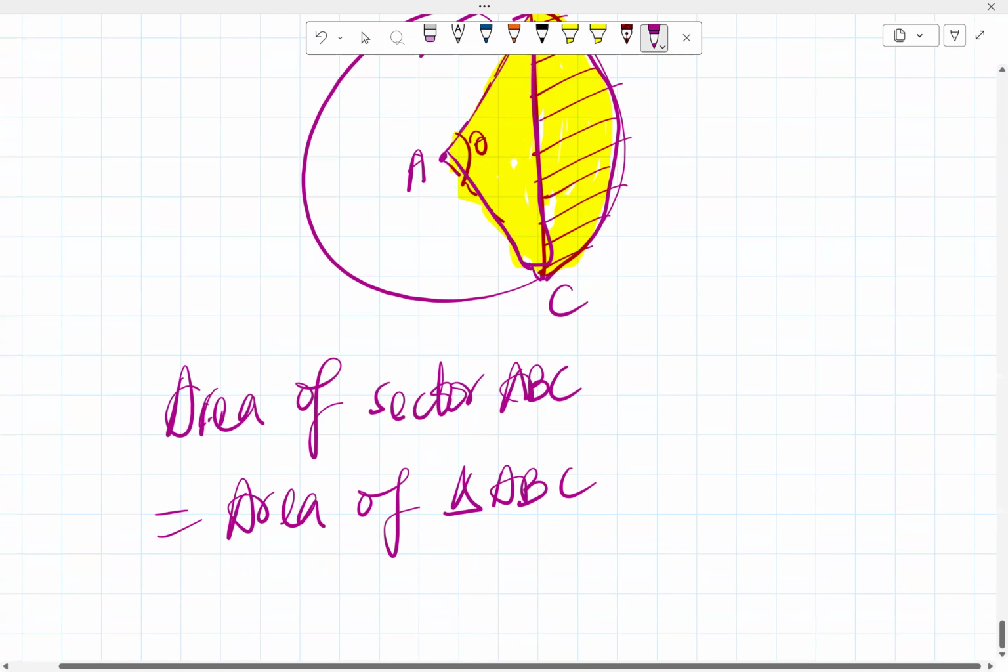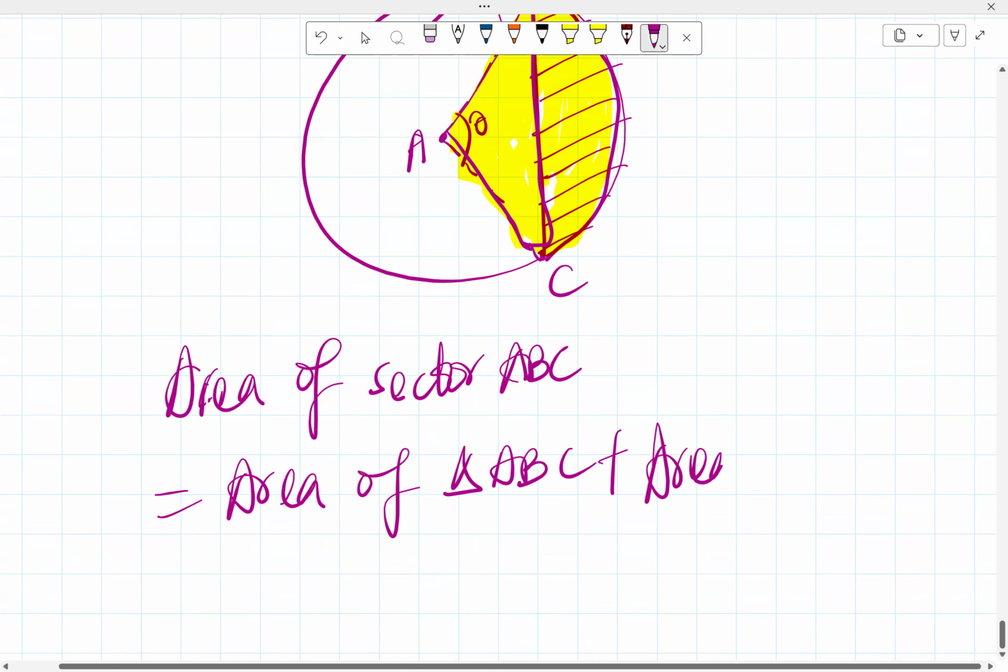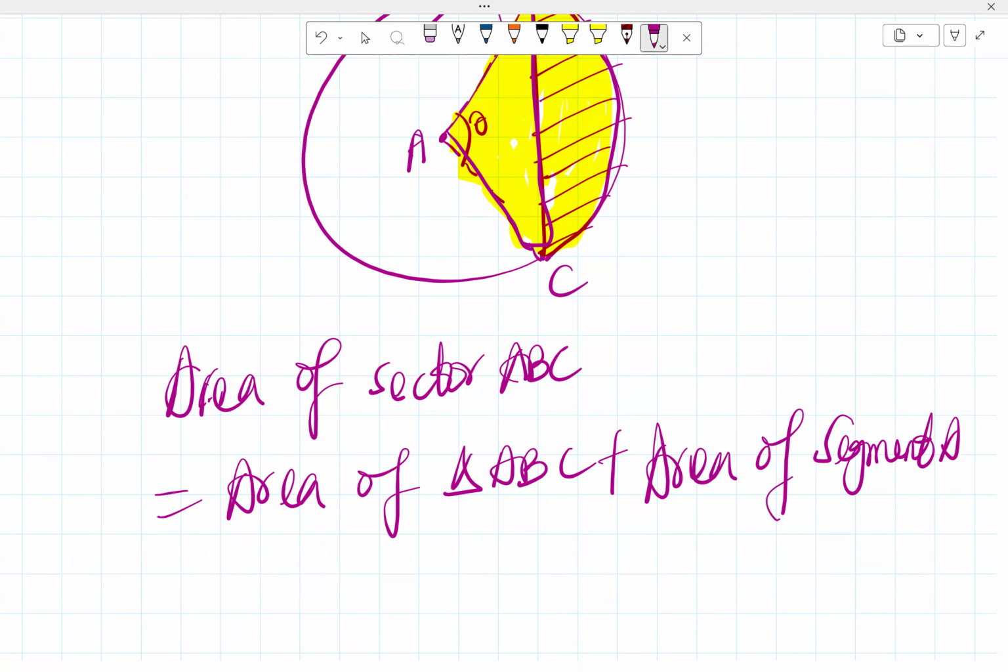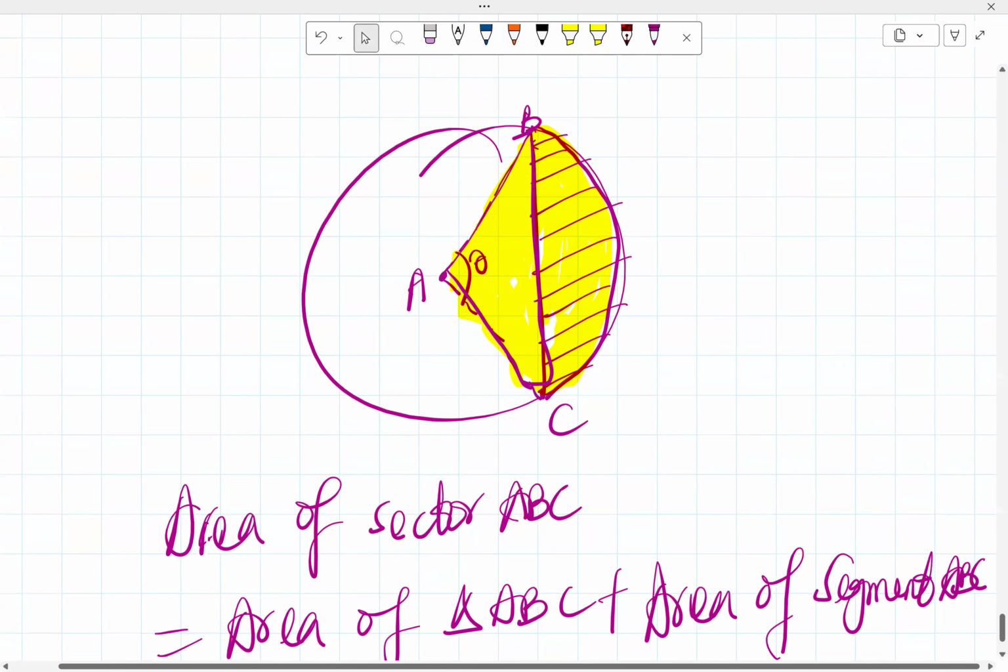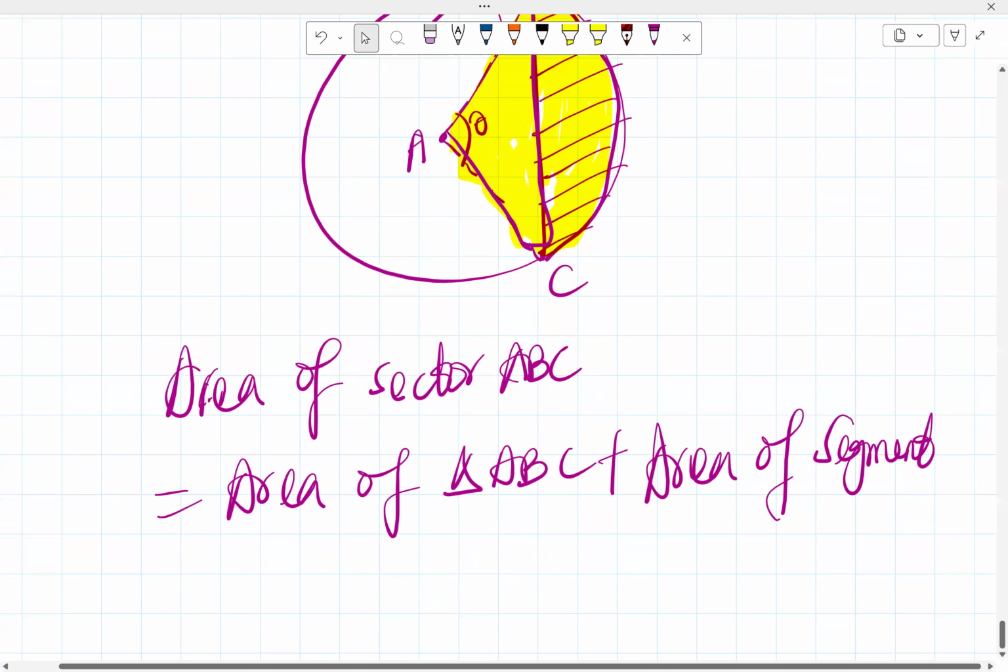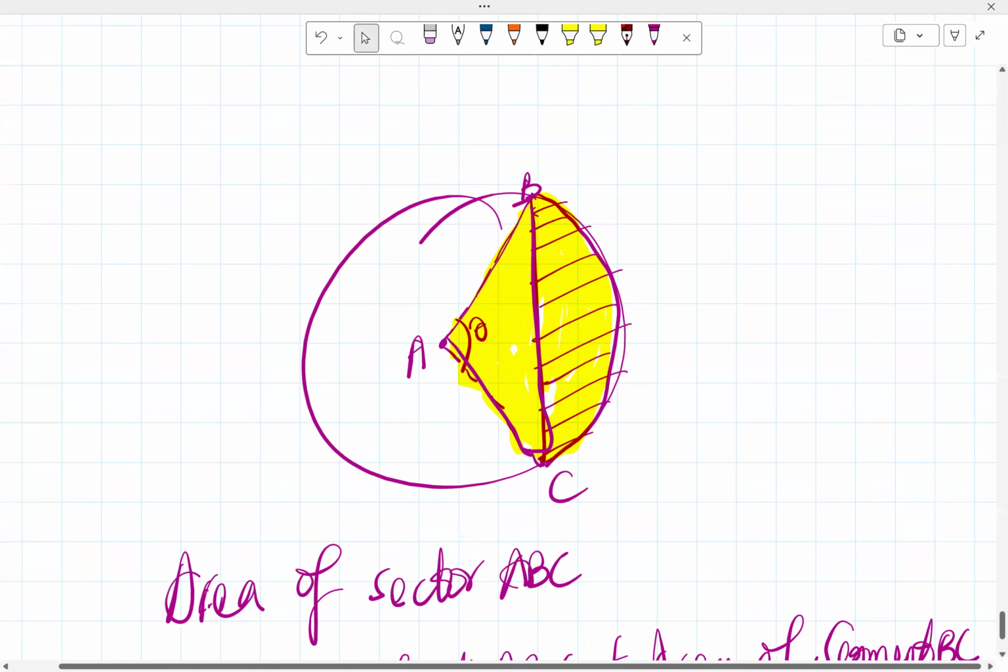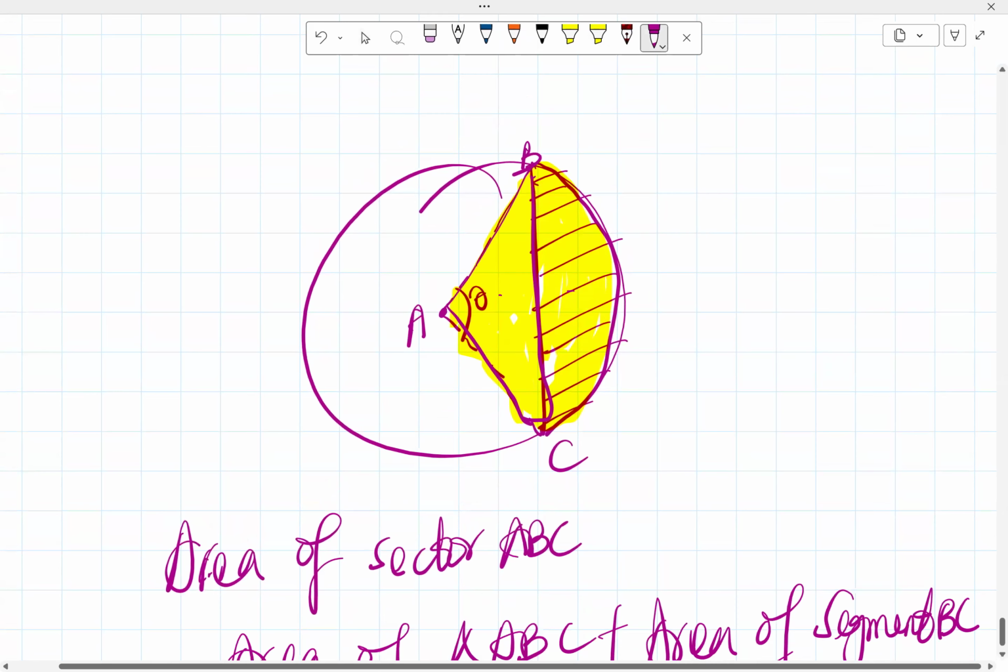Okay. Then plus area of segment ABC. Everything is ABC, by the way. Or rather, the segment will be segment BC now, because the A is not part of that. So segment BC. Okay. So this area plus this area gives the area of the whole sector.